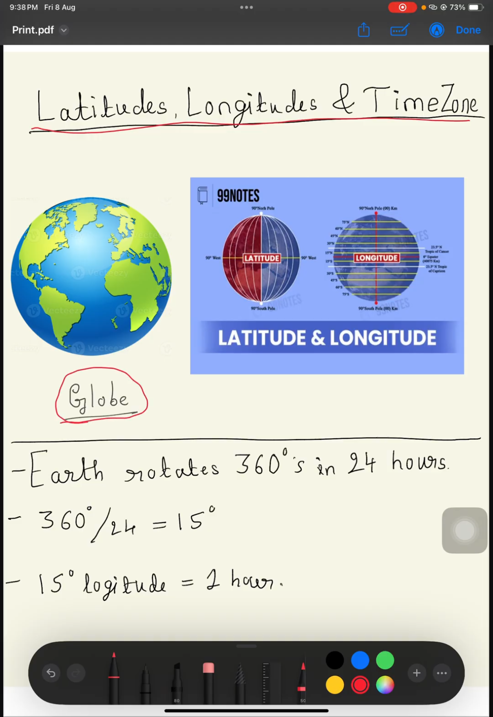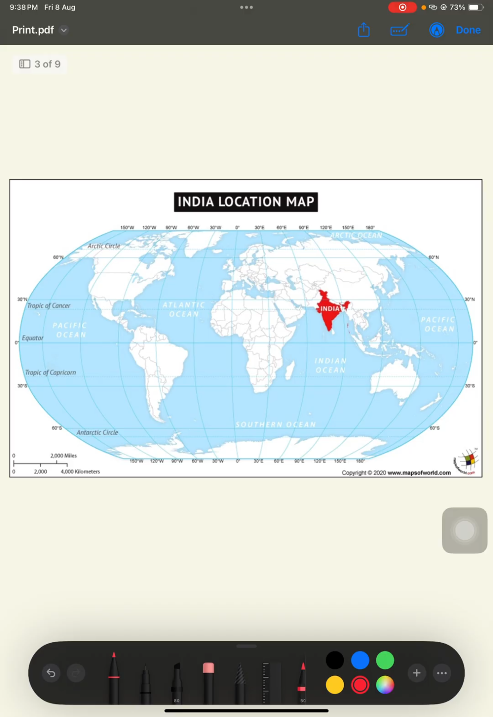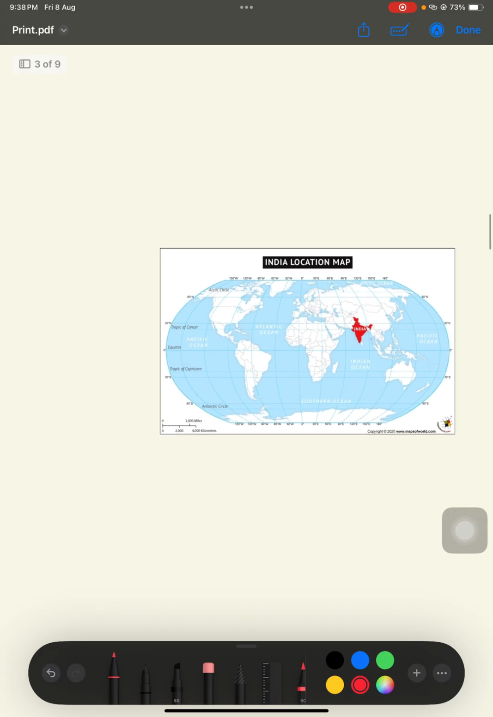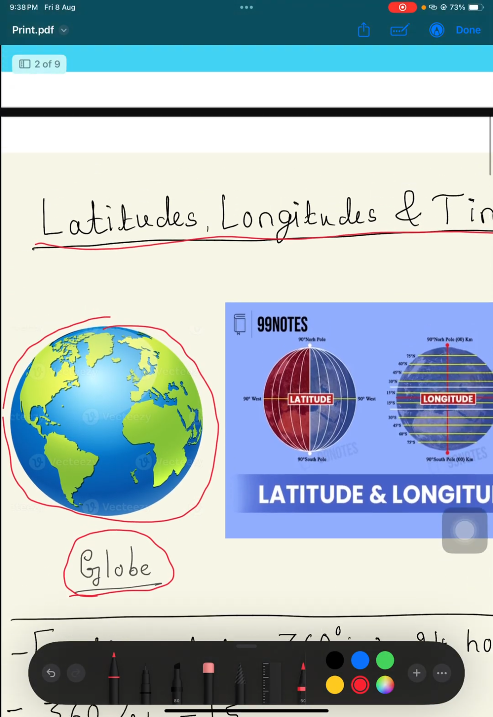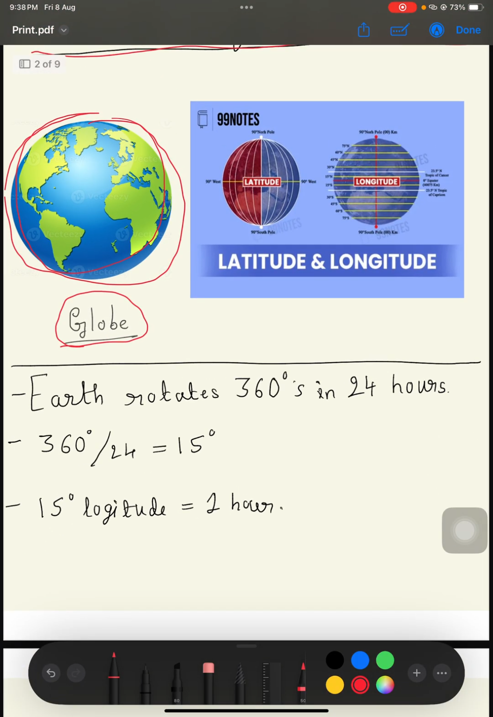This is how our Earth looks from space, and this is a globe, and this is a flat picture of our Earth. This is not how our Earth actually looks. This is how our Earth looks from space. And on the Earth there are 7 continents and 5 water bodies. You all know about that.